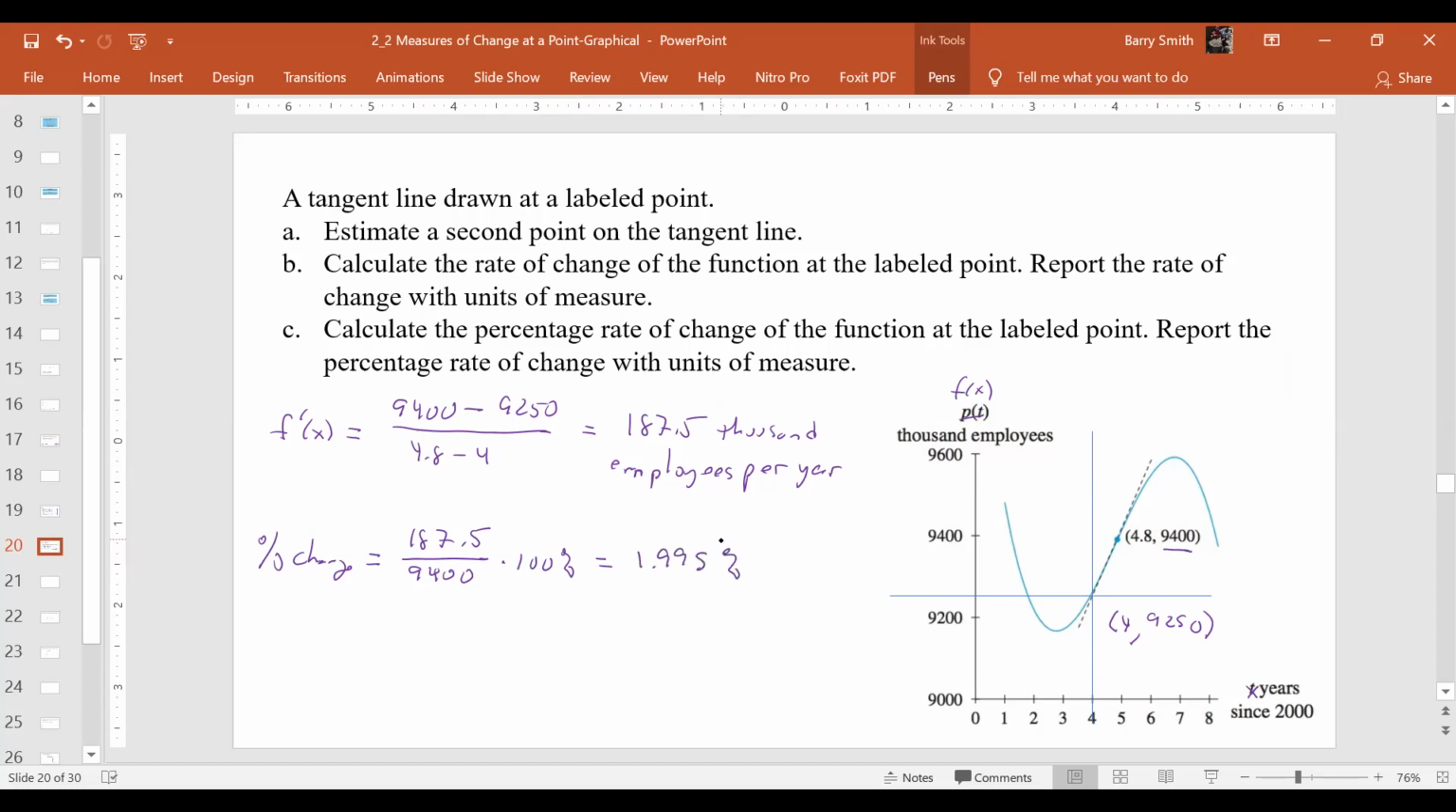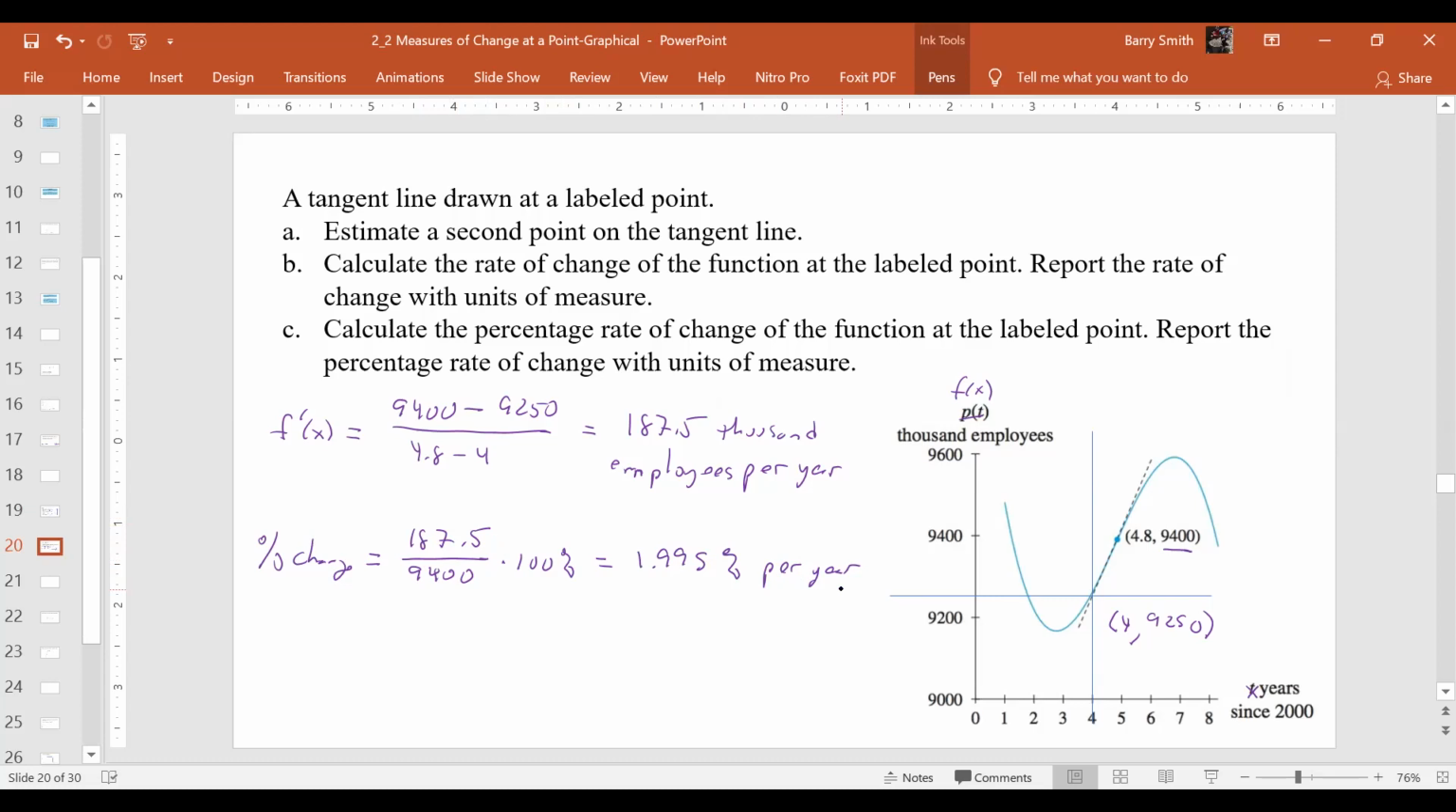1.995%. Okay. And that's percent what? Per year. Okay. And that's because this was thousands of people per year, and so we still have that per year there, and it's just going to be percent, because the people divided by people is going to be gone, and we just have per year times and then percent on top, so it's the percent per year.